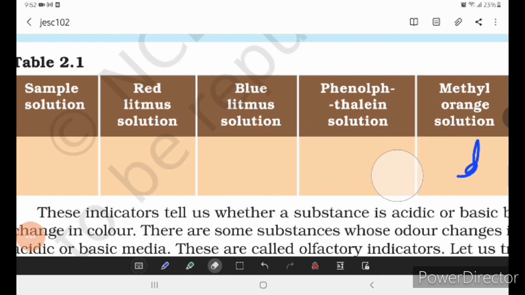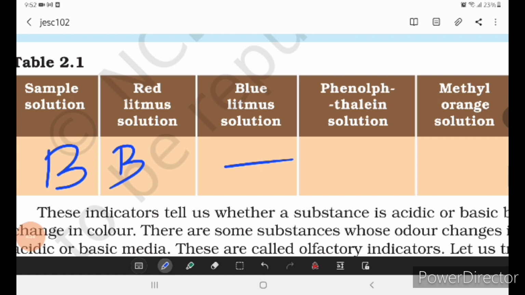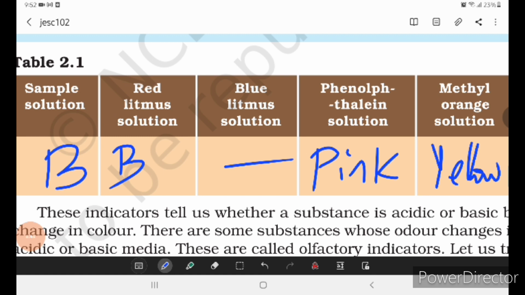Now coming to basic solutions. In basic solutions, the red litmus turns blue, whereas the blue litmus remains blue. Phenolphthalein turns pink, and the methyl orange turns yellow. This is what we have discussed above.